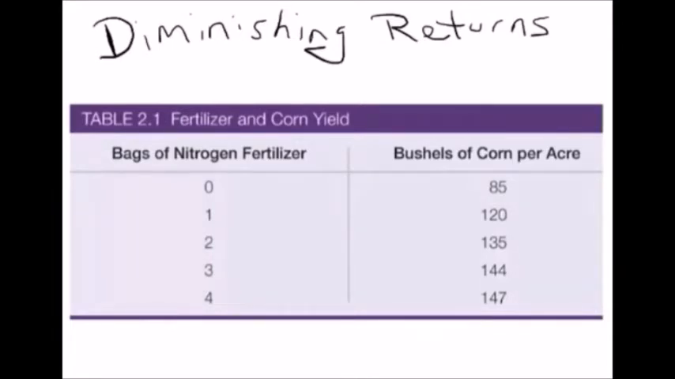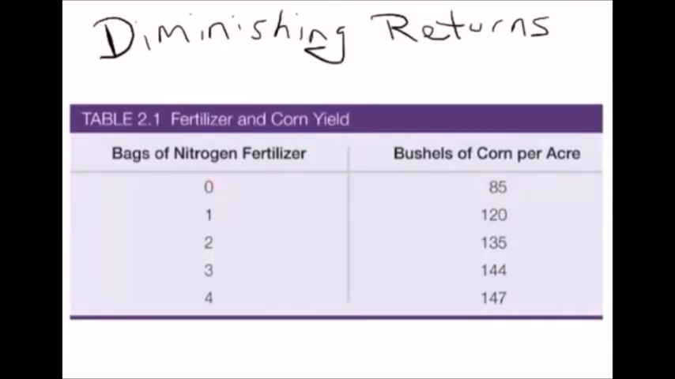We can see that here in this example. Suppose we're producing corn, and one of our inputs is fertilizer. Well, as we add fertilizer to the production of corn, we're going to see the output of corn going up. But as we can see, what we're looking at is a fixed amount of land. So how much corn per acre do we get? Well, with 0 bags of fertilizer, we get 85 bushels of corn per acre.